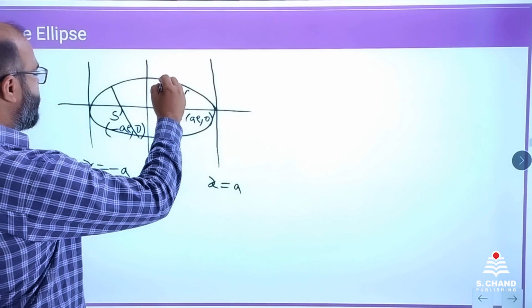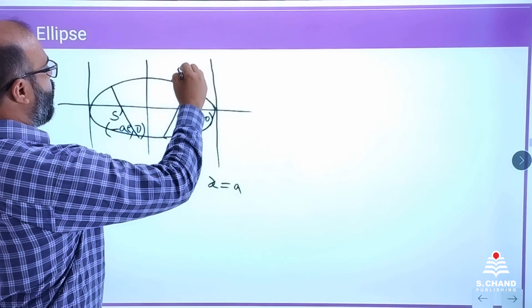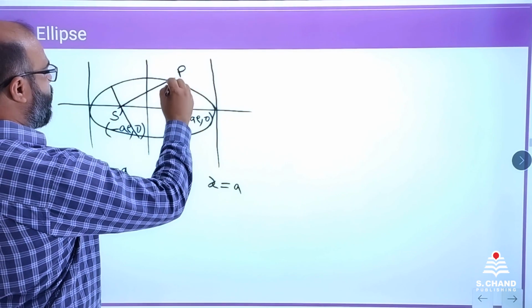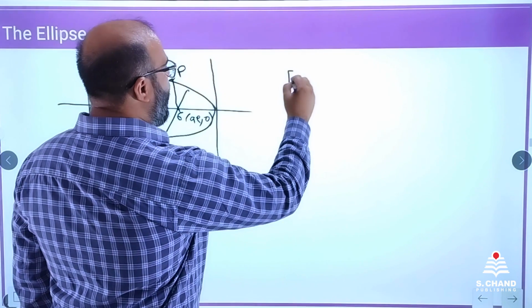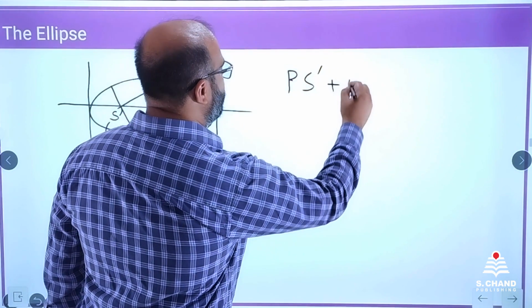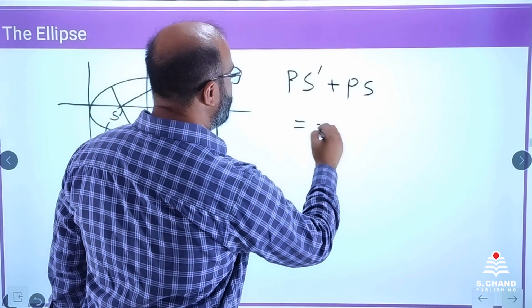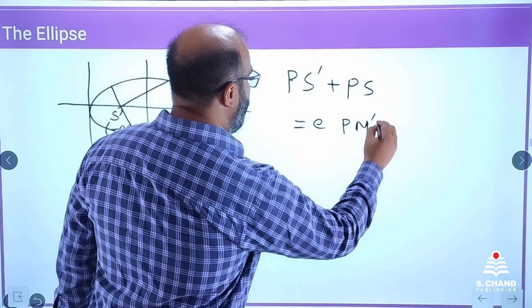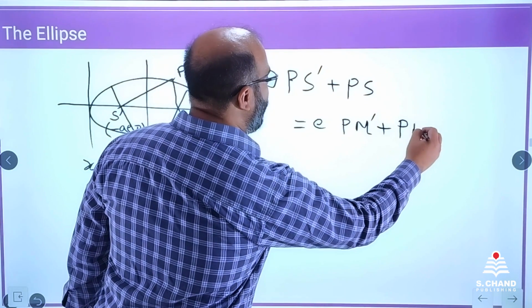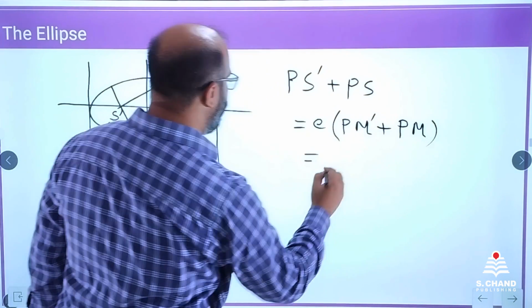Another definition says that if we take a point P on the ellipse and we take its distance from S dash and S, and we take PS dash plus PS. So as we know, PS dash is E PM dash and PS is E PM. We can write like this. Now what is PM dash plus PM?